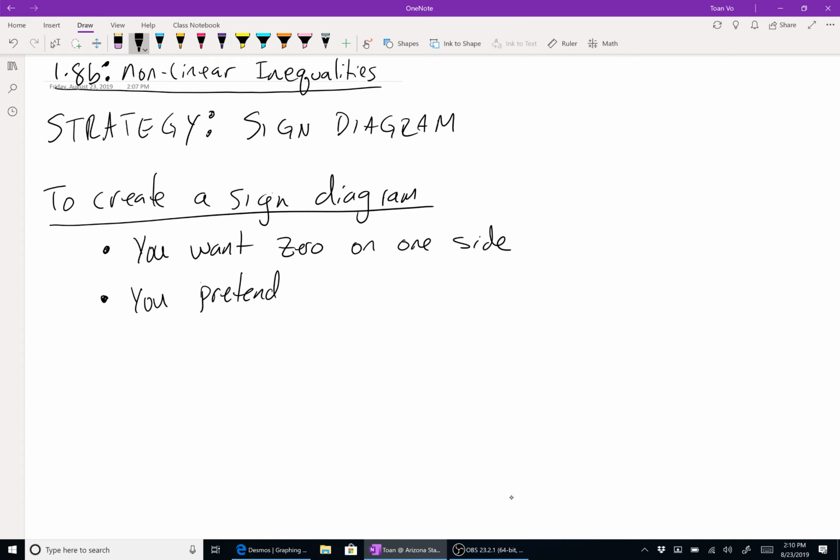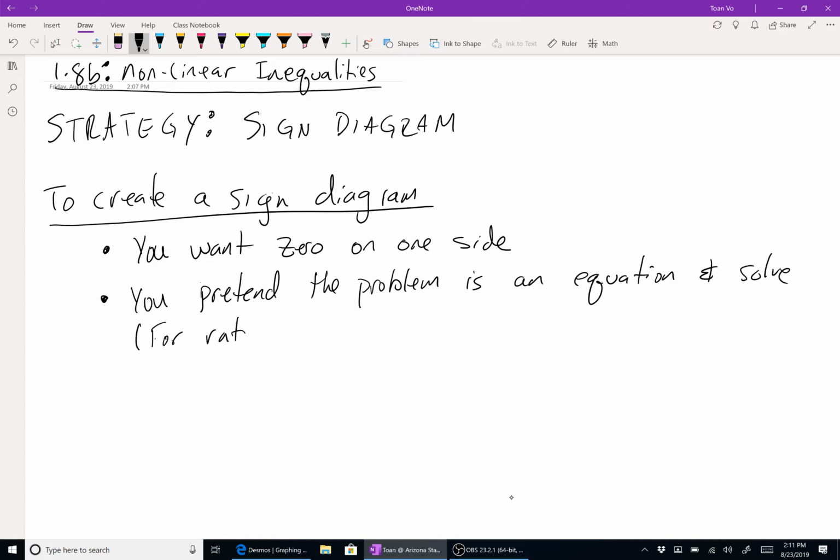Once you get everything onto one side, yes, I know this is high-level pre-calculus, but we're going to go back to kindergarten and pretend. We pretend the problem is an equation and solve. That is to say, we ignore the inequality, we pretend it's an equal sign, and then you solve it like normal.